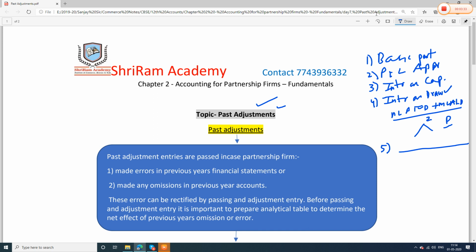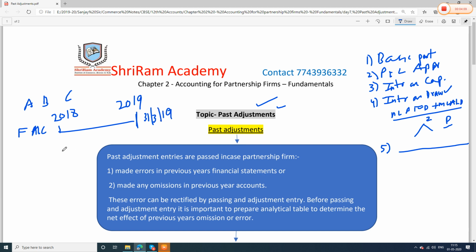See guys, let's take a scenario. For example, A, B and C were partners. Okay, and they prepared final accounts for the year 2019, year end 2019, meaning 2018-19. They made final accounts, and on 31st March 2019 they closed their books of accounts.